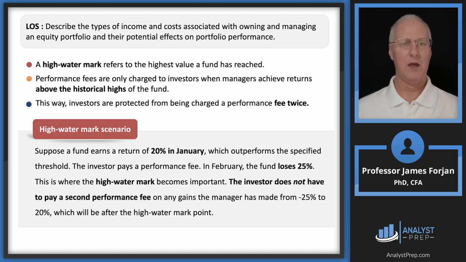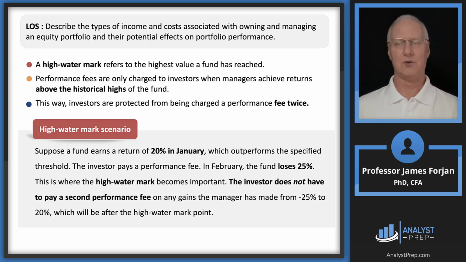Here's just a quick example. I'm guessing you remember this concept of the high water mark, so that we don't pay these fees twice. Let's just go ahead and read this here. January comes along, we deliver 20% for our client, outperforming the specific threshold, whatever that is. So our investors pay us a performance fee. In February, we lose 25%. Oh my gosh, all right, so this is no good. Now, there's no way that we should require our investor to pay us a performance fee, and that second performance fee will not occur until we've made everything back, right?